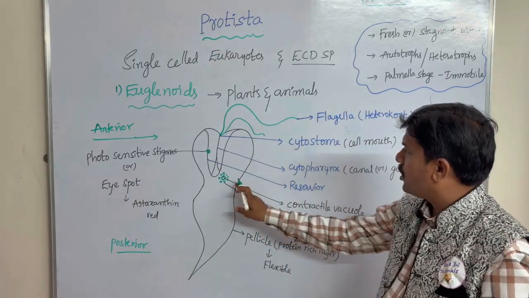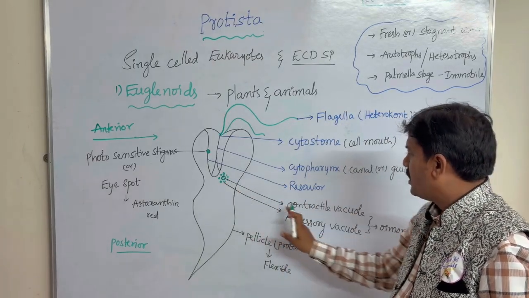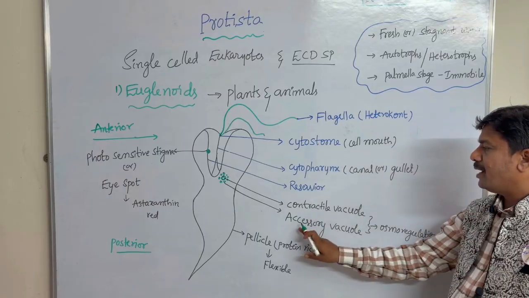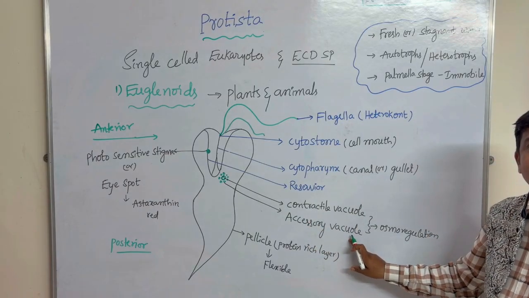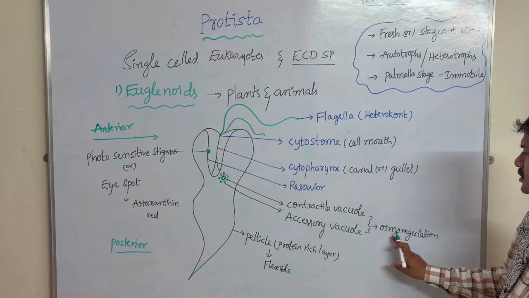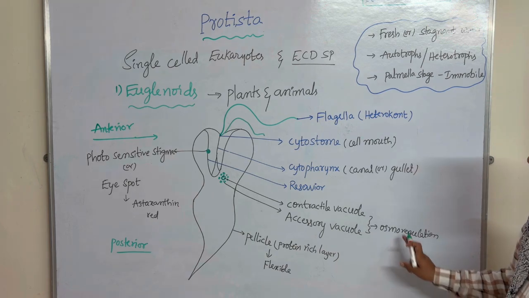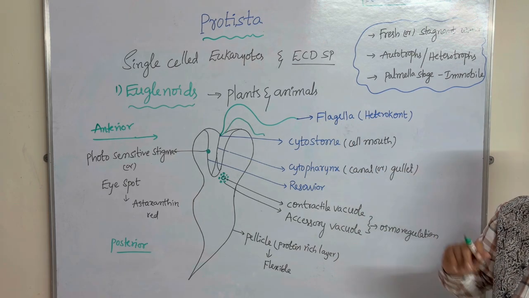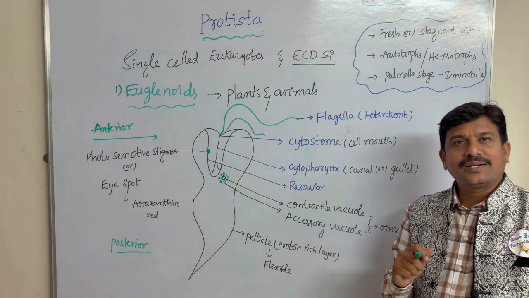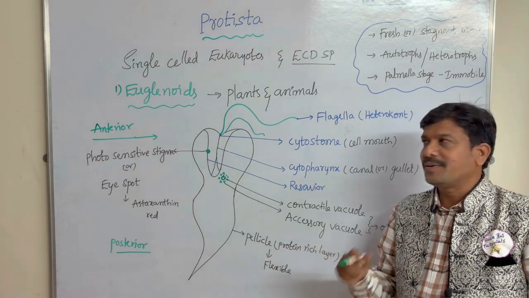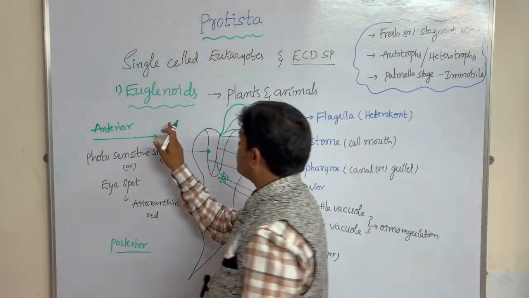The next one: it consists of a contractile vacuole and an accessory vacuole, which are helpful for osmoregulation. So this is the main structure of euglena. Let's start the second type, chrysophytes.